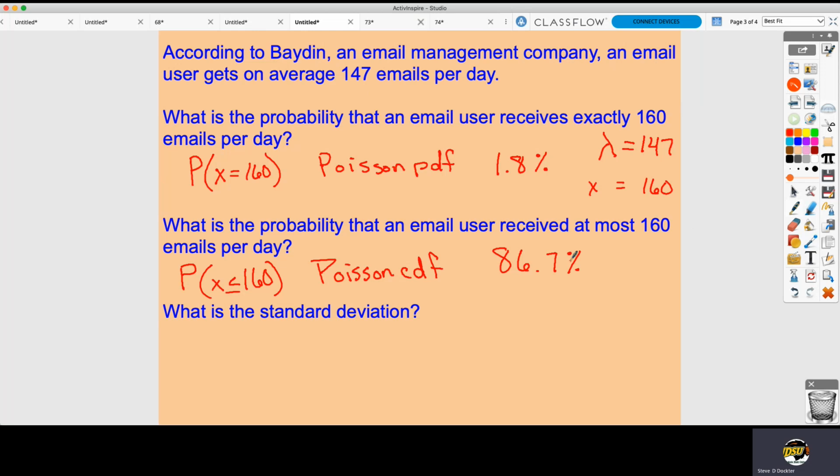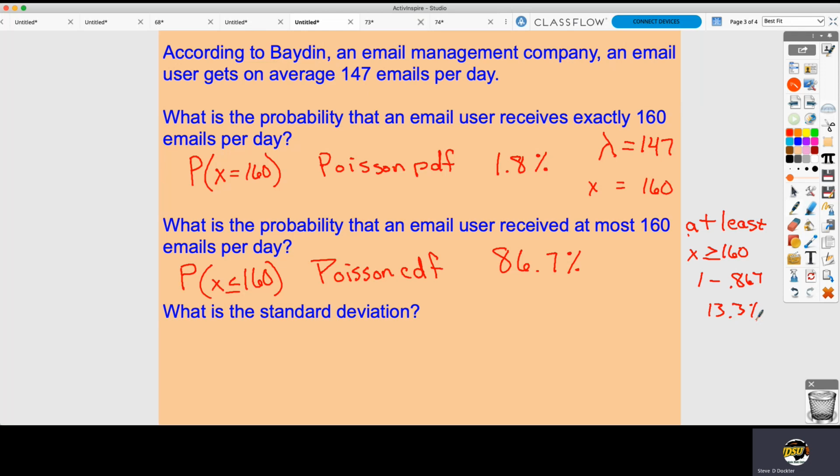86.7%. Okay, now if this one said at least 160, that would be when X is greater than 160. You're still doing the CDF. We're just going to have to take 1 minus our answer here to be able to get this. So this would be about 13.3%. Okay, so just be aware of that. Same thing that we talked about last week with these when they changed the wording for this.